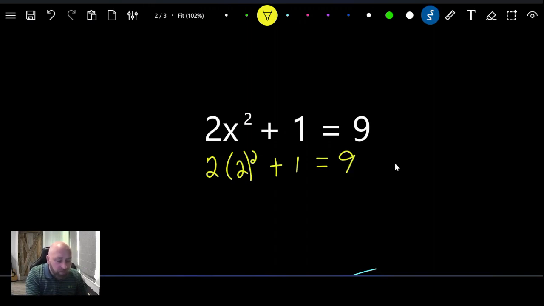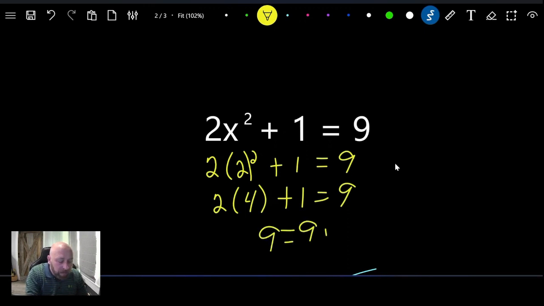So let's just do that. 2 squared, order of operation is very important here. 2 squared is 4, so then 2 times 4 plus 1 equals 9. 2 times 4 is 8, 8 plus 1 is 9, equals 9. We got it correct. That worked.